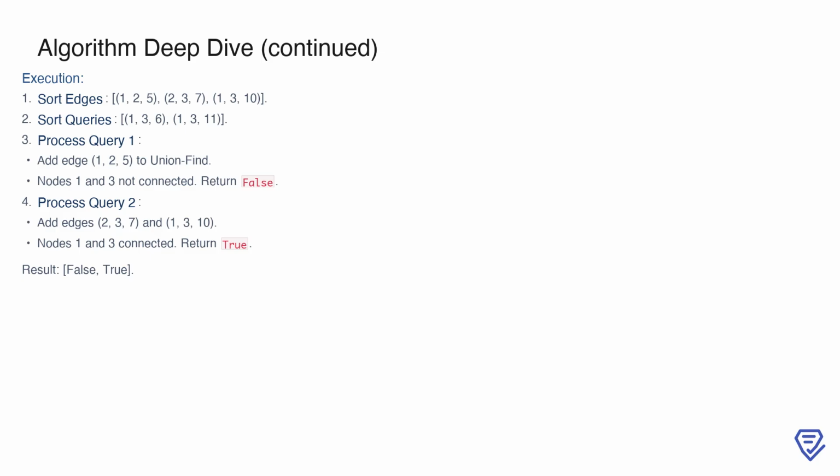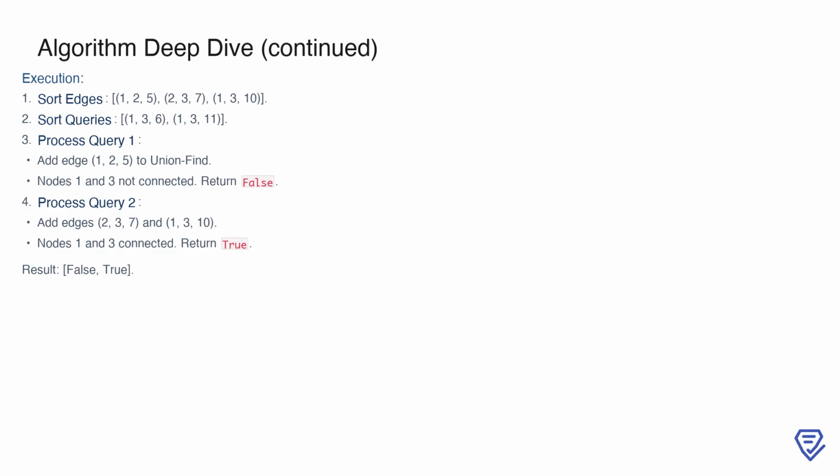To execute the optimized algorithm, we start by sorting the edges based on their weights. For our example, the sorted edges remain (1, 2, 5), (2, 3, 7), (1, 3, 10). Next, we sort the queries by their limit values, resulting in (1, 3, 6), (1, 3, 11). For the first query, we add edges to the union-find structure with weights less than 6. This means we only add the edge (1, 2, 5). At this stage, nodes 1 and 3 are not connected, so the result for this query is false.